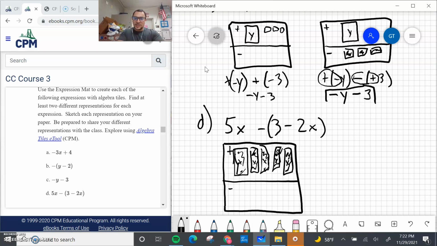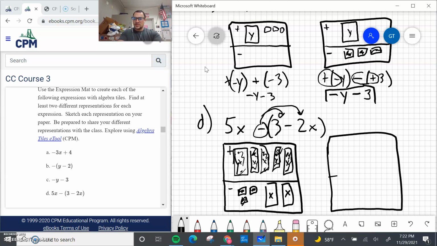And in the negative region, I'm going to have 3. 1, 2, 3. And then I'm going to have negative 2x's. 1, 2. So again, I have 5 positive x's. And then in the negative region, I have positive 3 and negative 2x. And then if I wanted to switch things up, I can also do this. I can put the 5x's there. I'm going to leave the 5x's there.